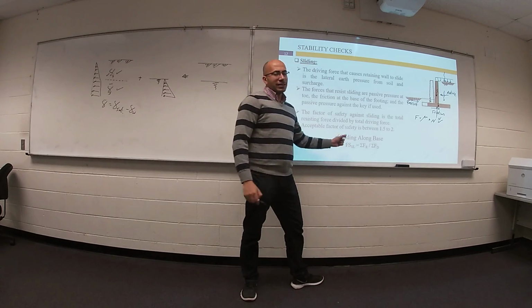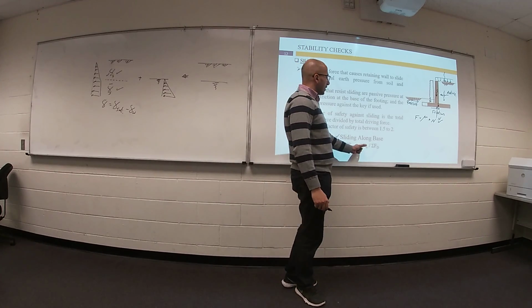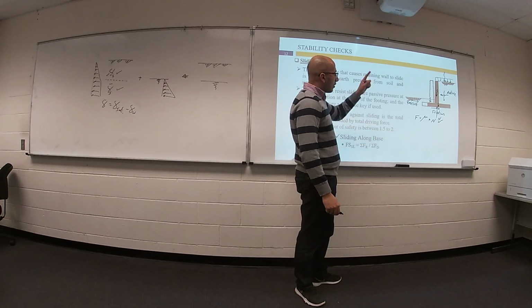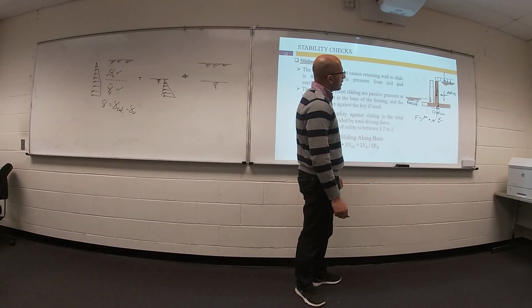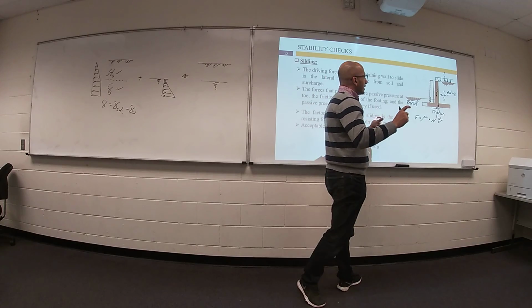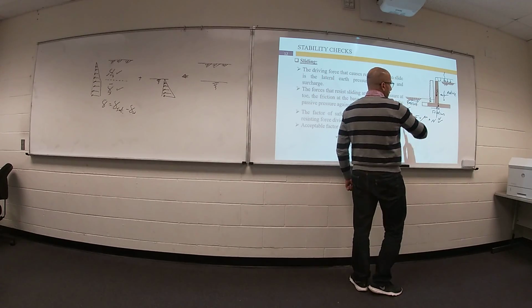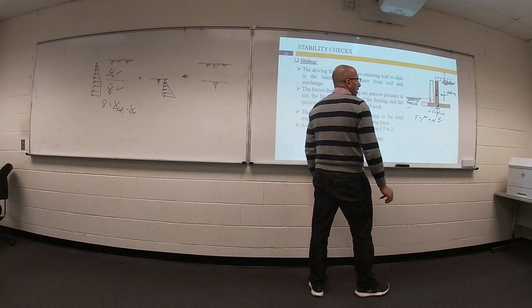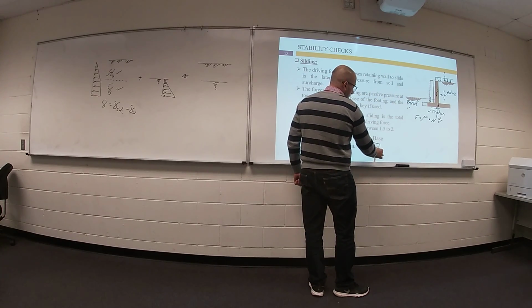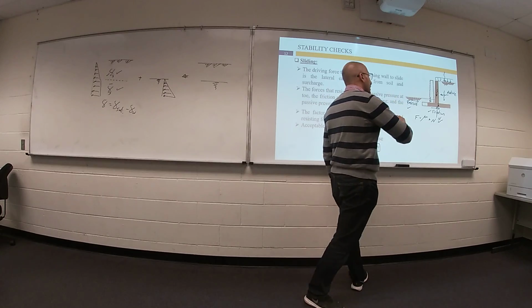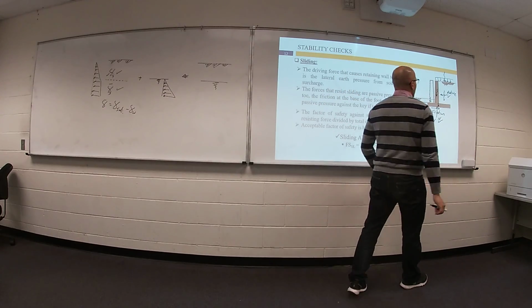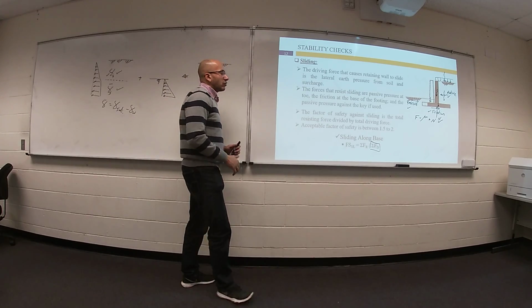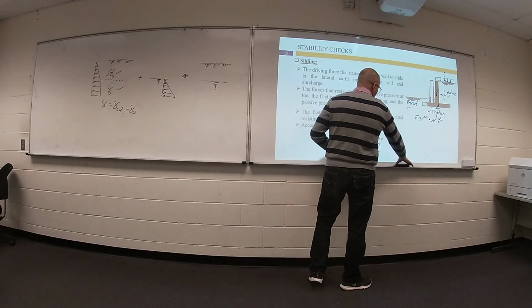To figure out the factor of safety against sliding, you need to divide the summation of resisting forces by the driving forces. Which force causes resistance? I think this one: your friction force resists sliding. And the only force that causes sliding is the active force. Divide this force by this force, and you can figure out the factor of safety. Any questions so far?